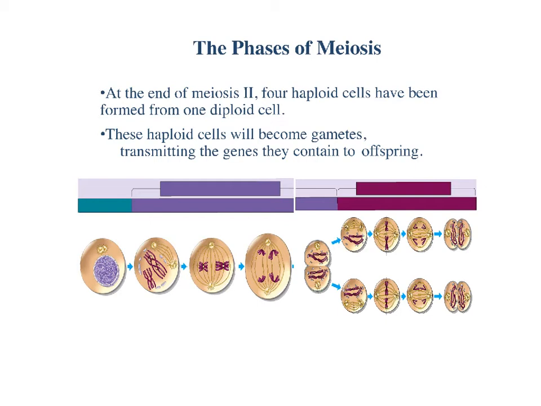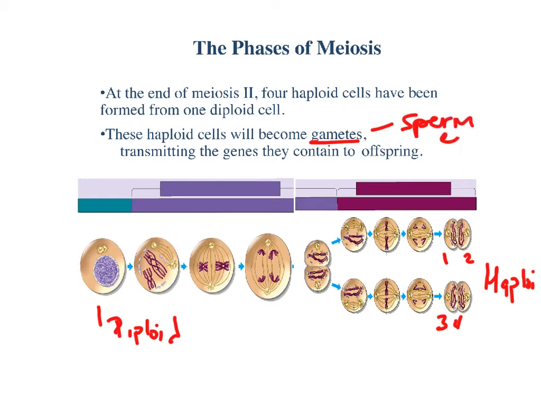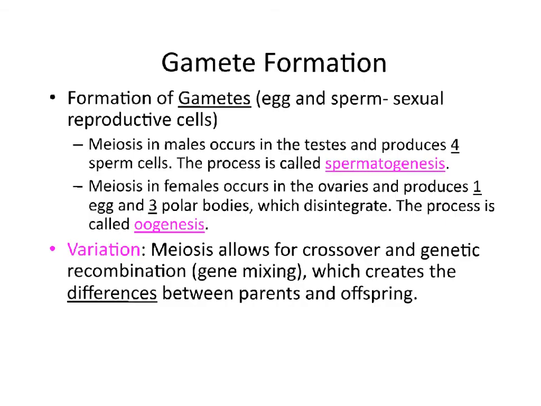So at the end of meiosis, we took one cell and we turned it into 1, 2, 3, 4. We went from what we call diploid, having 2 copies of each chromosome, to haploid, having only 1 copy of each chromosome in the cell. These cells are now going to be what we call gametes, either sperm or egg, and they're going to be responsible for passing on genes to the next generation.